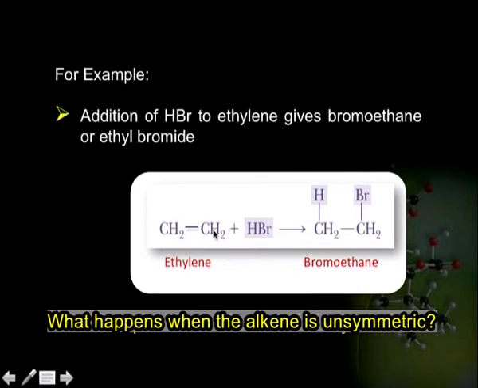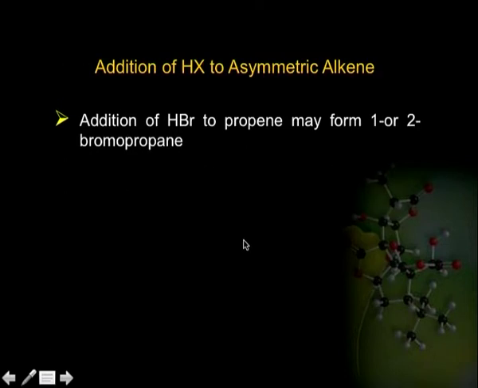What do we mean by this is, ethylene is a symmetric molecule, which means that we have two hydrogen atoms here, two hydrogen atoms on the other side, and both the hydrogen atoms are similar. So, whether H gets added to this carbon or this carbon of the molecule from HBr does not make any difference. When the alkene is asymmetric, for example, addition of HBr to propene may form 1 or 2 bromopropane.